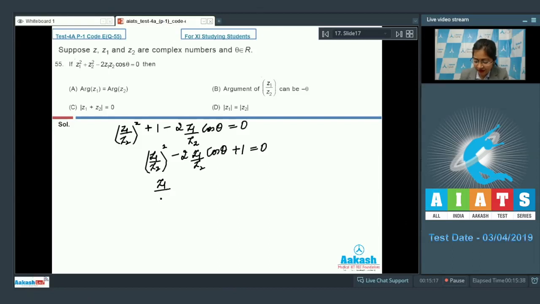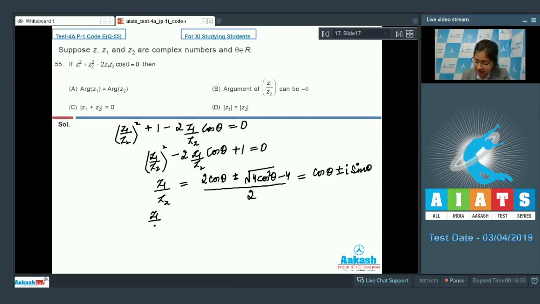That is, from here I can find the value of Z1 upon Z2 equal to (2 cos theta plus minus under root of discriminant, that is 4 cos² theta minus 4) upon 2. So this is equal to cos theta plus minus iota sin theta. So this is the value of Z1 upon Z2 that we have got. So from here we can say that the argument of Z1 upon Z2 is either theta or minus theta. So option number B is satisfying it.